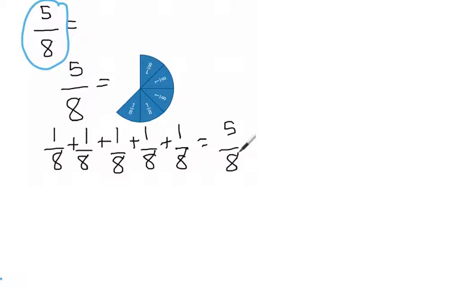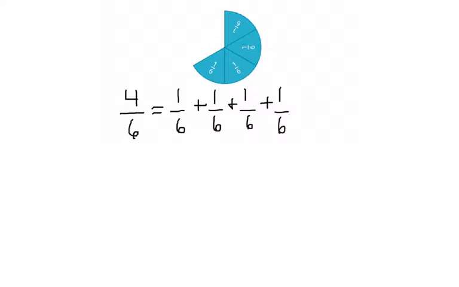For example, if I look at 5/8, you can see that if I add up all of these pieces, it equals 5. If I were to break it down into unit fractions, I would take 1/8 plus 1/8 plus 1/8 plus 1/8 plus 1/8, which would get me back to 5/8. You can see the picture representation of that.